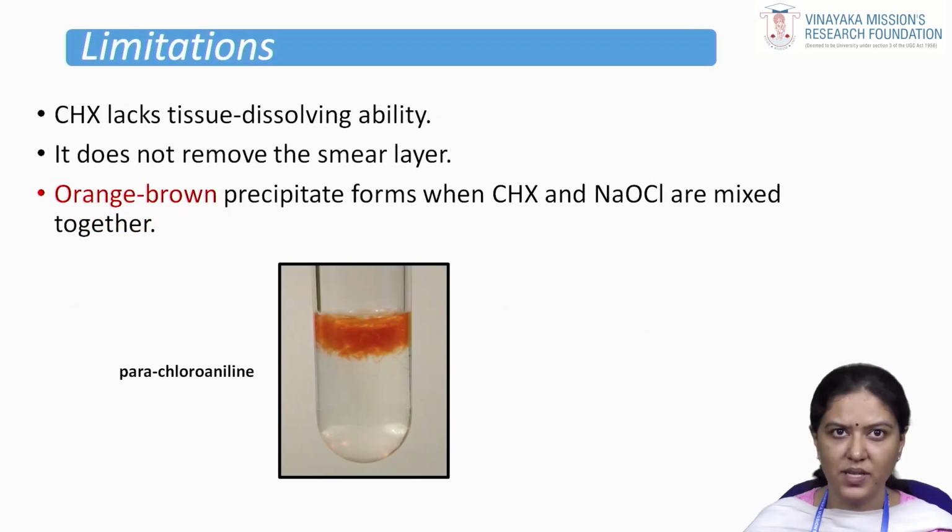Limitations of chlorhexidine are: it lacks tissue dissolving ability. It does not remove smear layer. An orange-brown precipitate forms immediately when chlorhexidine and hypochlorite are mixed together. It may contain a toxic substance called parachloroaniline.